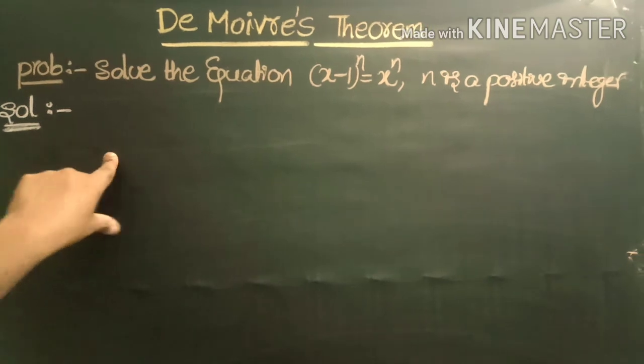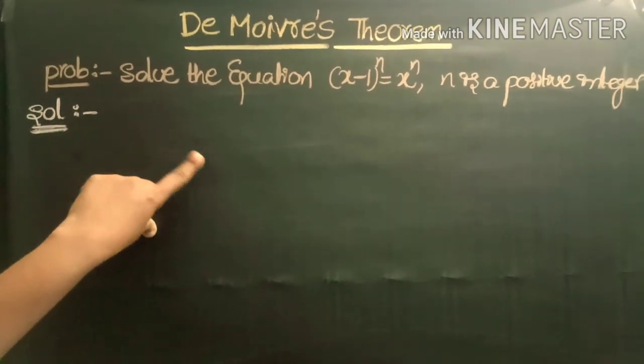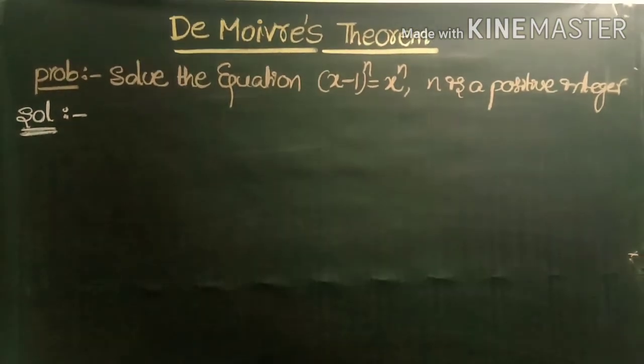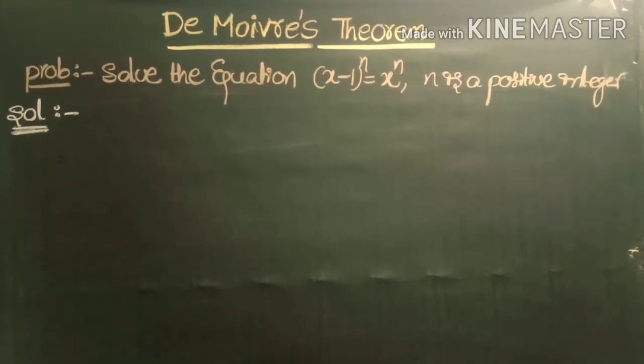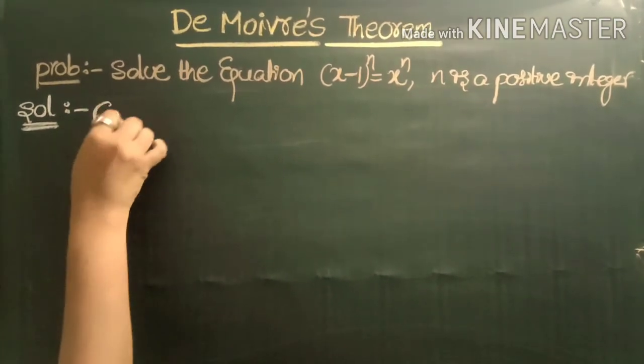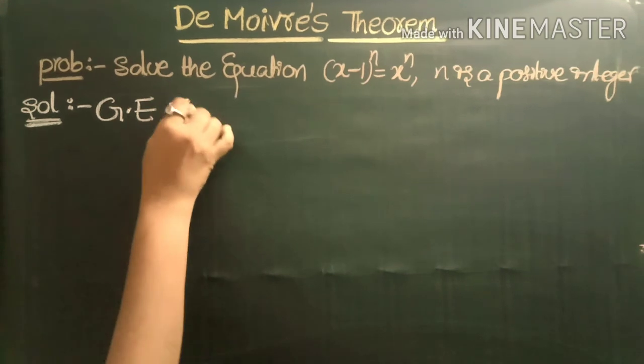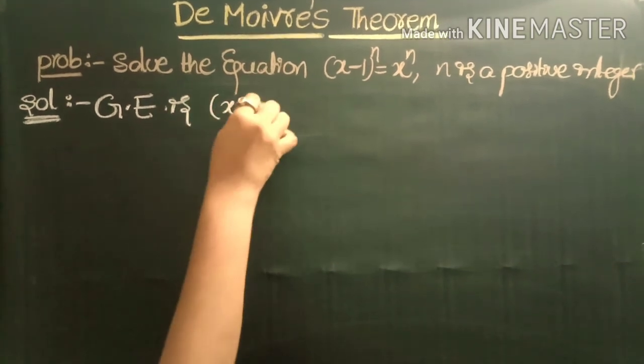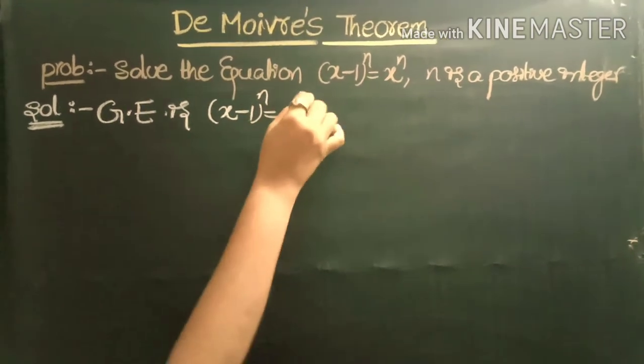Last problem. Solve the equation (x minus 1) to the power n is equal to x to the power n, where n is a positive integer. So one equation is given, and we want to find the solution to this equation. First we take the given equation: (x minus 1) to the power n is equal to x to the power n.